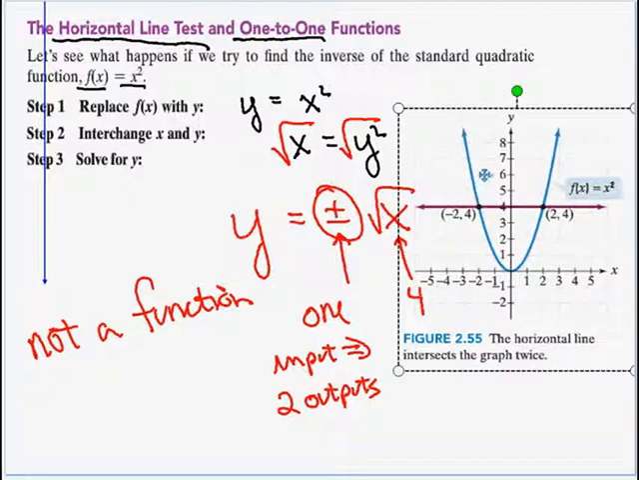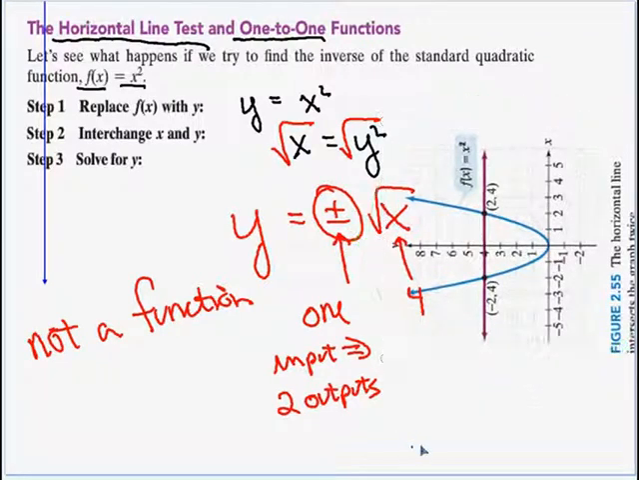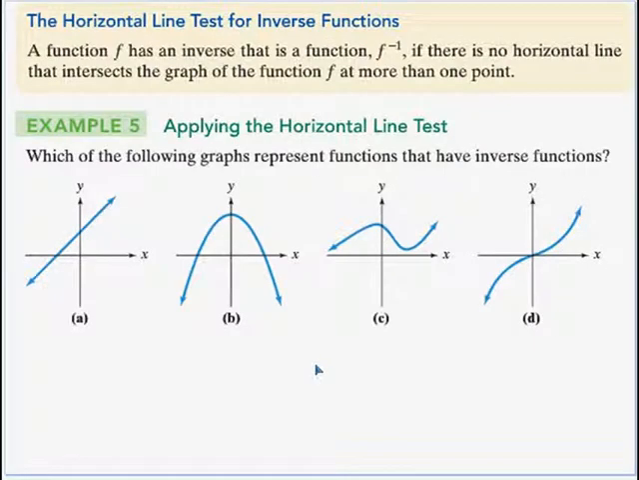Remember, one way to think about an inverse is we switch all the x and y coordinates. It's like spinning the graph 90 degrees. So now I can look at this and say, okay, does this function pass the horizontal line or the vertical line test? No, it does not. So this inverted function is not a function. It did not pass the test. So a function f has an inverse that is a function f inverse if there's no horizontal line that intersects the graph at more than one point.